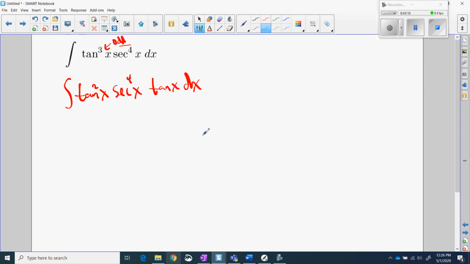Tan squared is the derivative of secant. Let me see here. I'm not sure if this is going to work. So I could change this to secant squared minus 1, but that wouldn't really help.